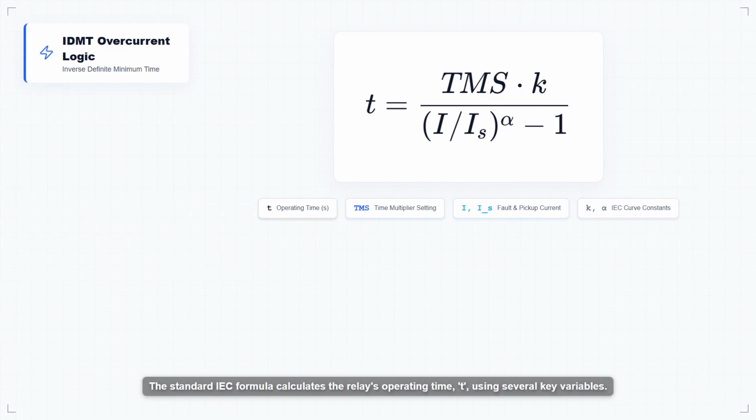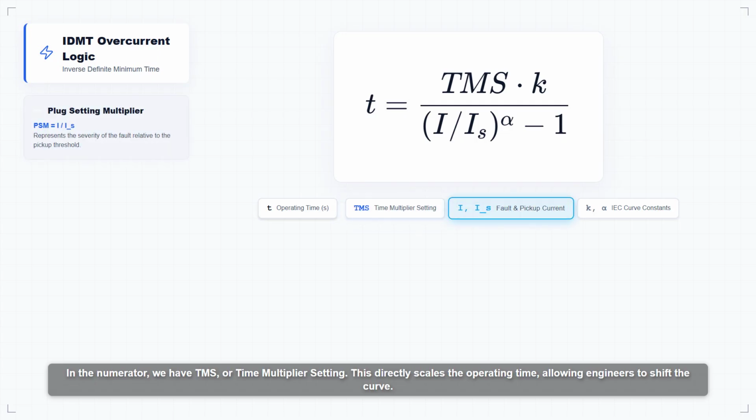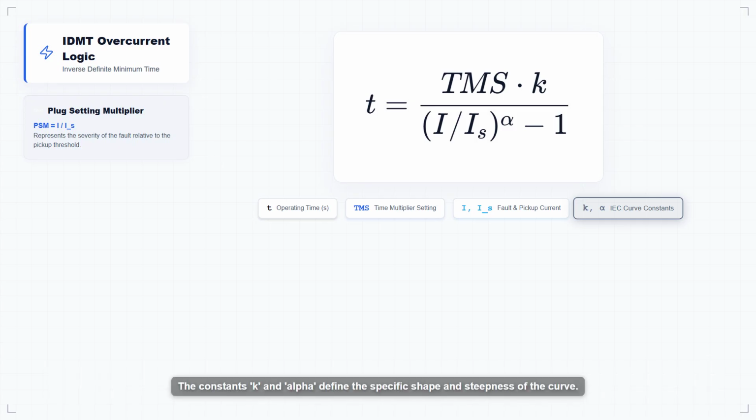The standard IEC formula calculates the relay's operating time, T, using several key variables. In the numerator, we have TMS, or time multiplier setting. This directly scales the operating time, allowing engineers to shift the curve. In the denominator, the ratio of actual fault current I to the pickup setting current I_s is known as the plug setting multiplier, or PSM. The constants k and alpha define the specific shape and steepness of the curve.